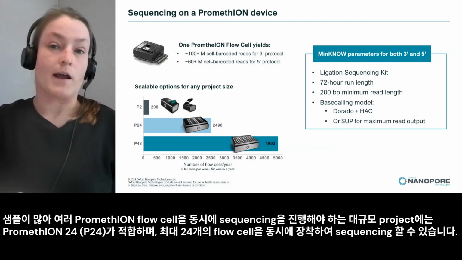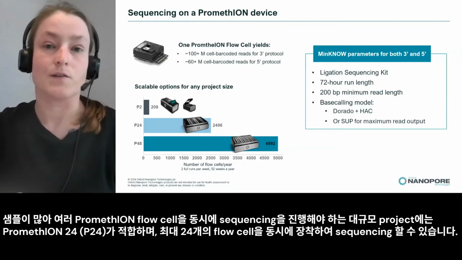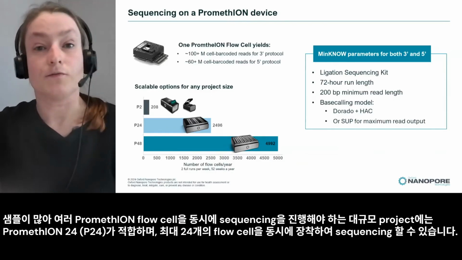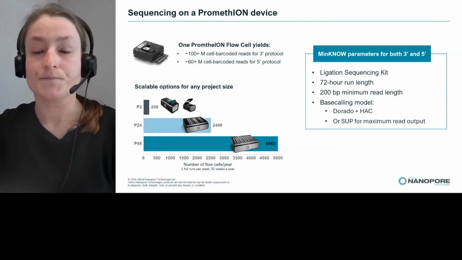But then we can scale that right up to a P24 and a P48. So if you have a lot of samples and a lot of flow cells that you wish to run, then we can go all the way up to 48 flow cells at once.